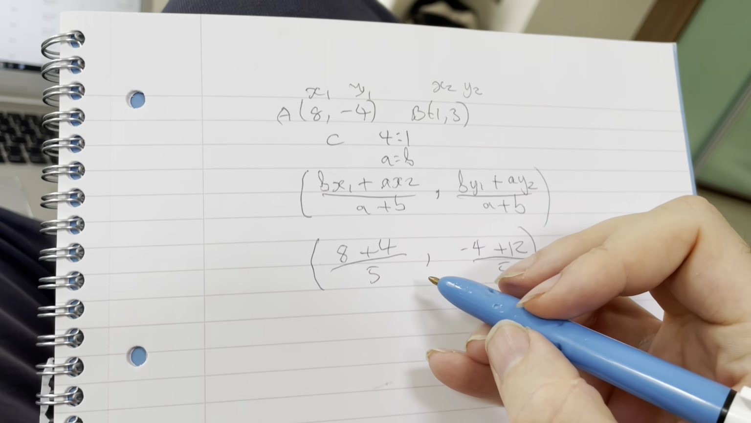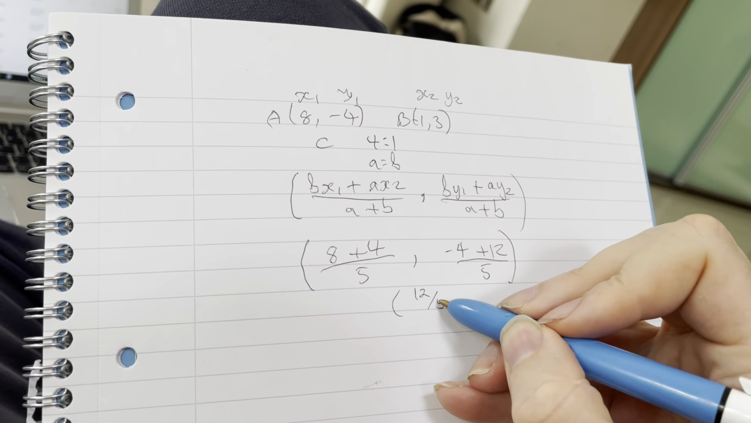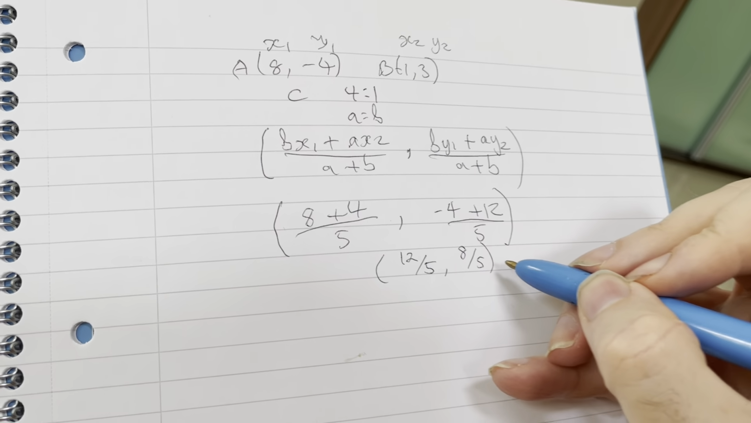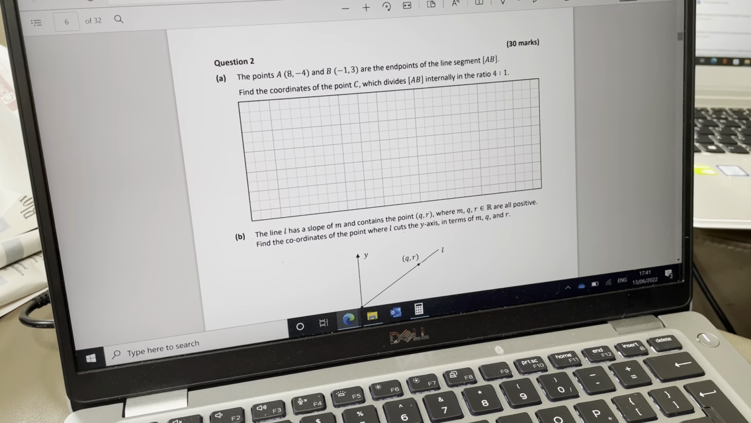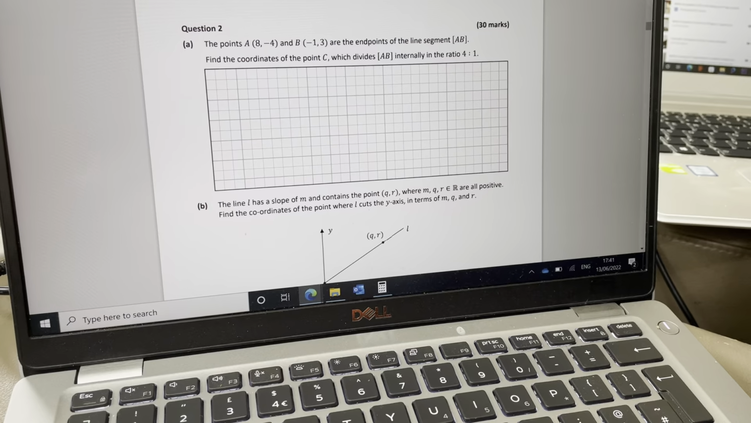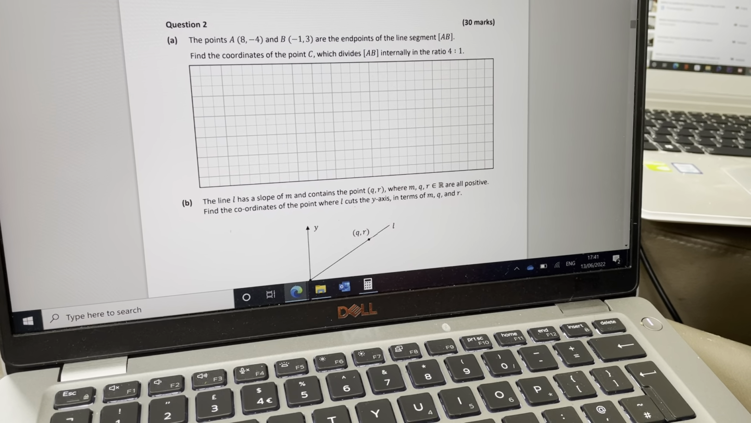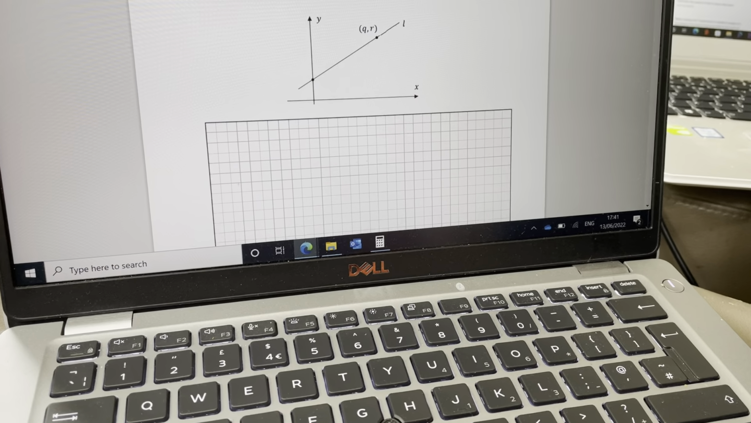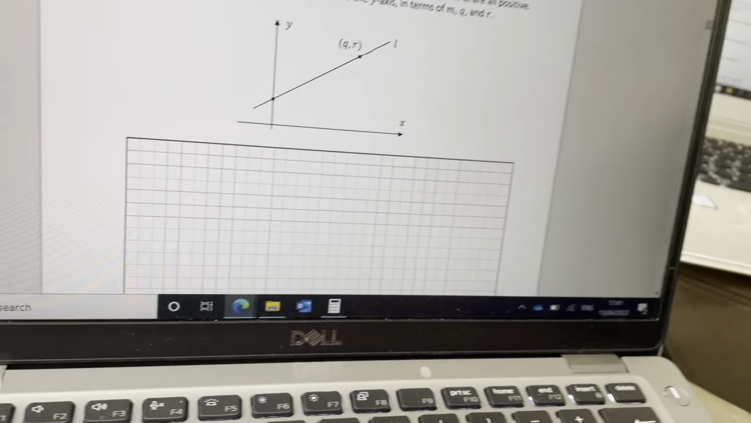Okay, so that's 12 over 5, 8 over 5. All right, so that is reasonably short. Find the coordinates of the point C. Yeah, okay, so there you go. And can I simplify that any further? Not really. It's still the right answer anyway. Well, the method there is fine so far.